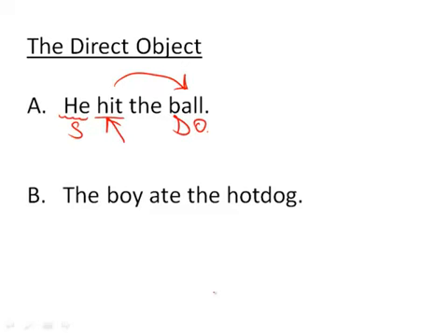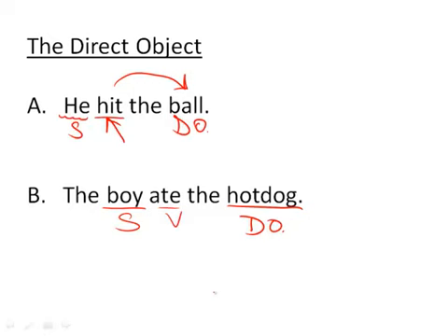Now you look at B. The boy ate the hot dog. Again, the boy is the subject. Ate is the verb, because the boy is the one doing the eating. And now we have the question, what? What did the boy eat? And the boy ate the hot dog. So this becomes the direct object.